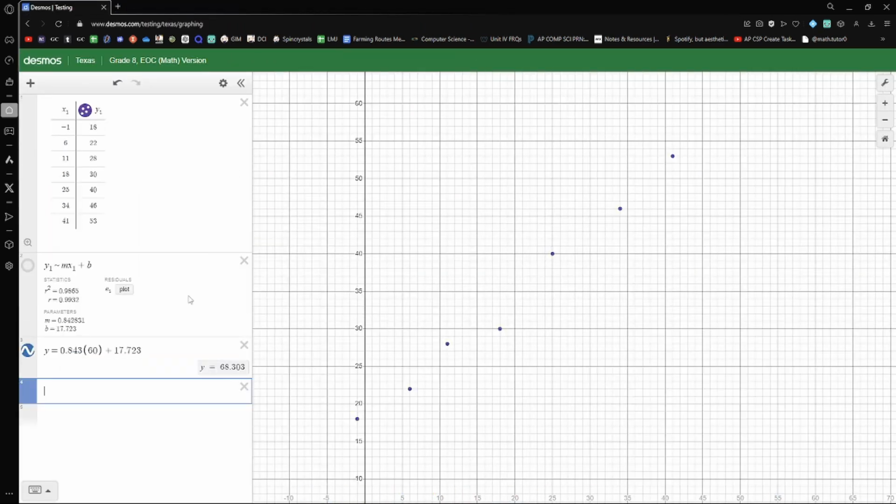Okay, anyways, don't use this equation right here, alright? Because these points are too exact. They just want you to use the rounded numbers.